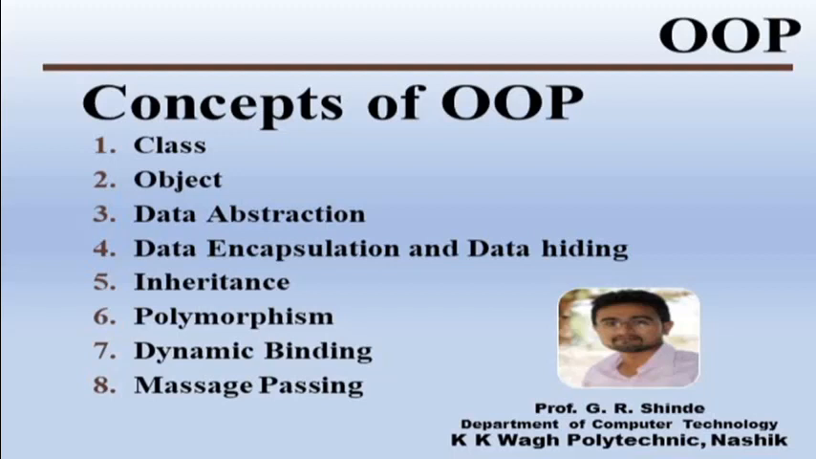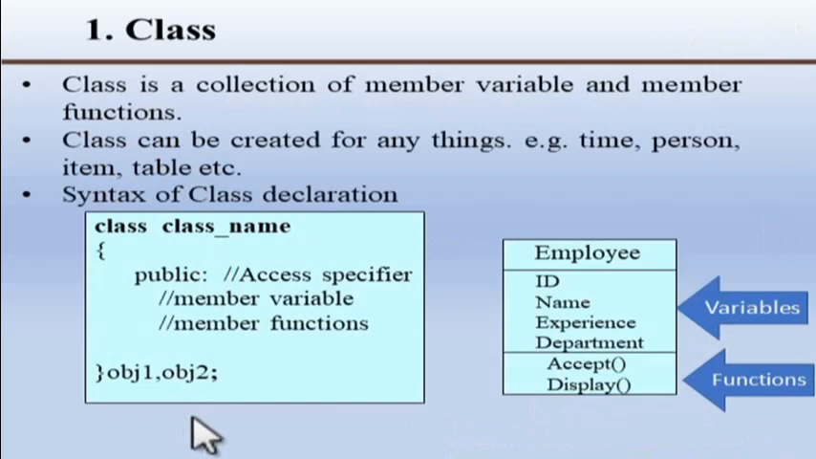In this video, we will see the total 8 concepts of OOP, that is Object Oriented Programming Language. Let's start with the first concept, that is class. What is class? Class is a collection of member variables and member functions. Class can be created for any things. For example, time, person, item, table, etc.